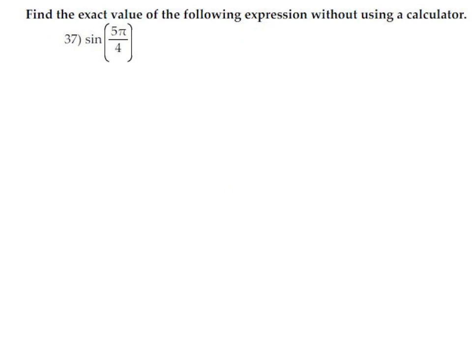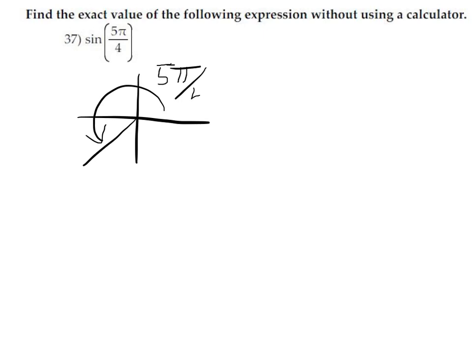Find the exact value of the following expression without using a calculator. Okay, so let's first draw this so we know what value they're after. 5 pi fourths is this one. I know this because the pi fourths, there's 0, 1, 2, 3, 4, 5, 6, 7, 8, etc. There's our 5 pi fourths.